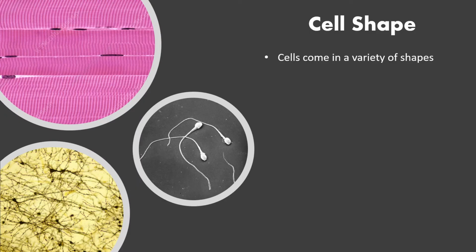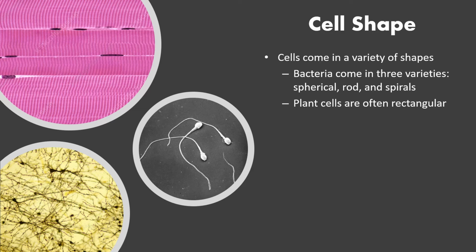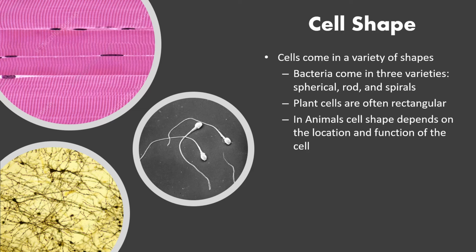So cells are going to come in a variety of different shapes. For example, bacteria are going to come in 3 varieties. They're either spherical, which is a circle, a rod, which kind of looks like a hot dog, and a spiral. Plant cells are often going to be rectangular, and in animals, the cell's shape is going to depend on the location of the cell and also its function. So muscle cells, for example, are going to be extremely long, and you can see that in this image. You're not even seeing a very large portion of the muscle cell.